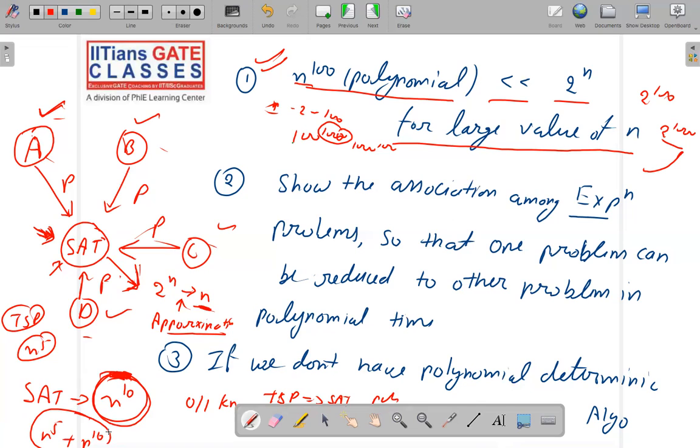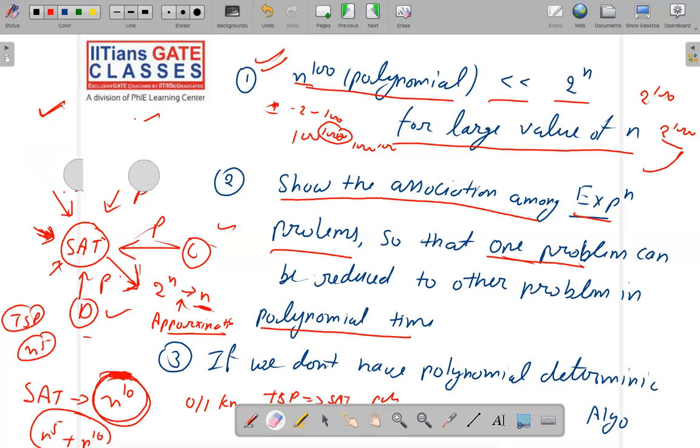So now what I'm saying is, the researchers' work shows some association among exponential problems, so that if one problem is solved, we can reduce every other problem to that solved problem in polynomial time. So what I'm trying to say, let me repeat it again.